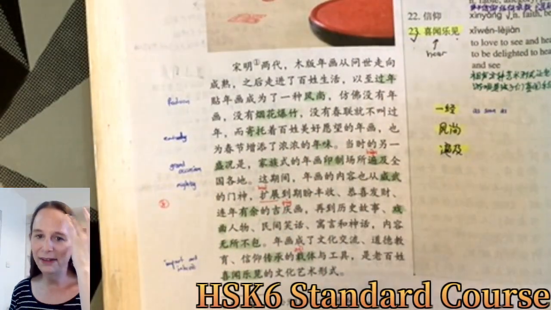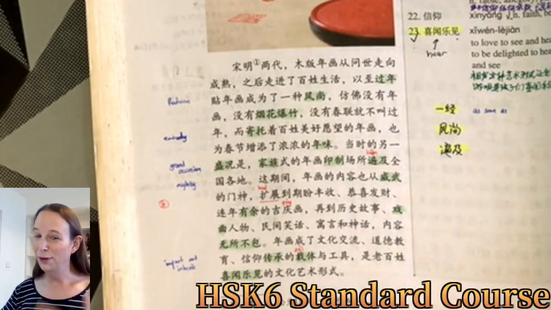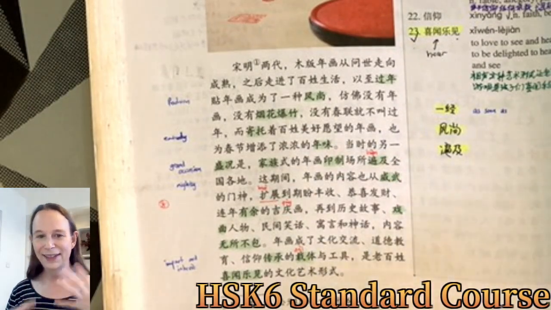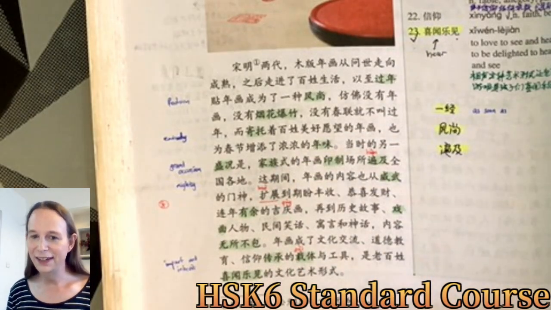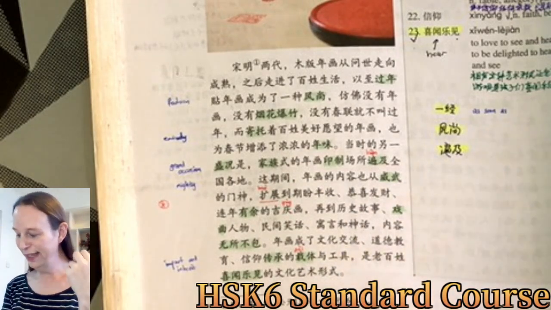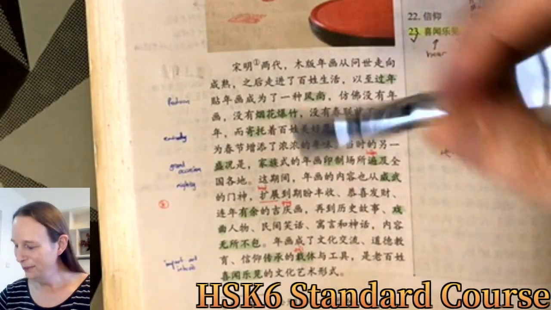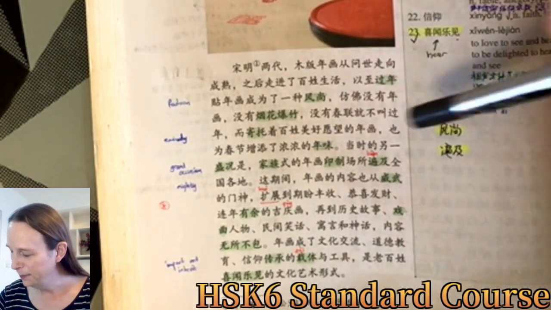而寄托着百姓美好愿望的年画，也为春节增添了浓浓的年味。Yeah, so wei here is being used as a suffix, like the flavor or vibe or feel of nian. Here the nian is an abbreviation for like 新年 or 春节. So 年味.